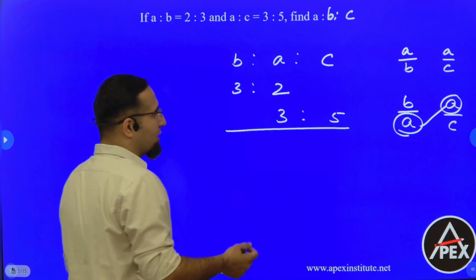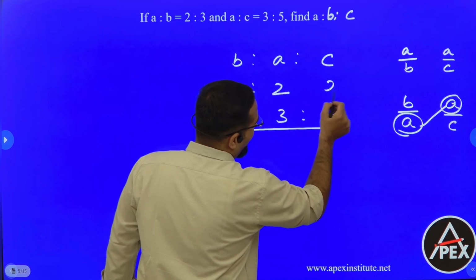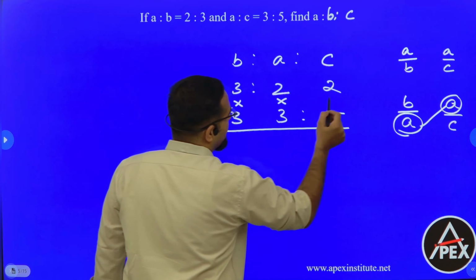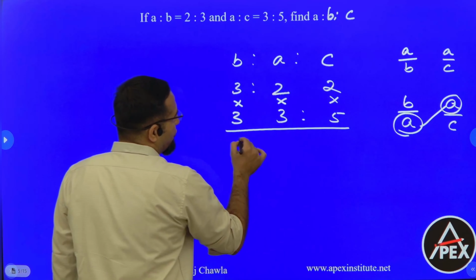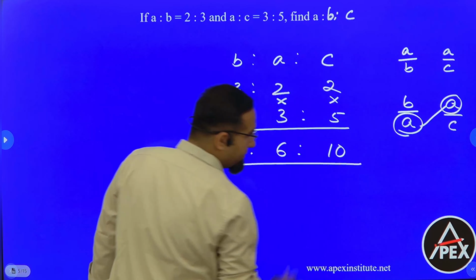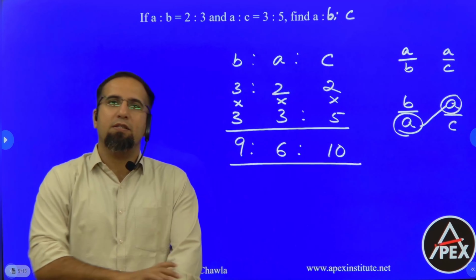ठीक है? अब हम shortcut apply कर सकते हैं. There's a space empty here, so I write a 2. There's a space empty to the left, I write a 3. And now my job is to just multiply all of them. So 3 3s are 9, 3 2s are 6, 2 5s are 10, and this becomes the simplified form of A is to B is to C.